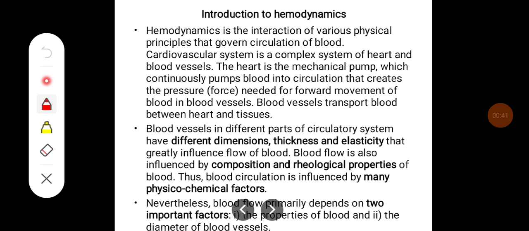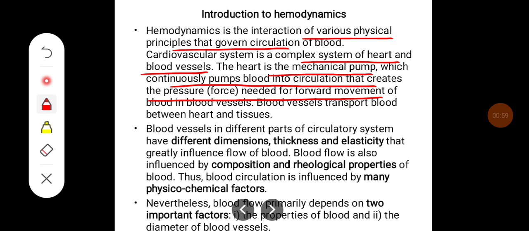Hemodynamics is the interaction of various physical principles that govern circulation of the blood. Cardiovascular system is a complex system of heart and blood vessels. The heart is the mechanical pump which continuously pumps the blood into circulation that creates the pressure needed for forward movement of blood in the vessels. Blood vessels transport blood between the heart and the tissues.